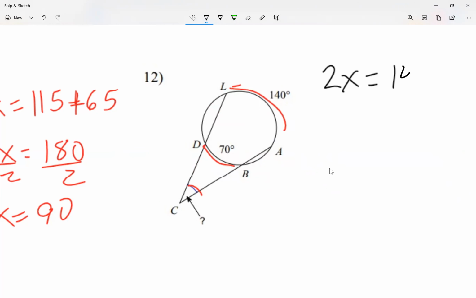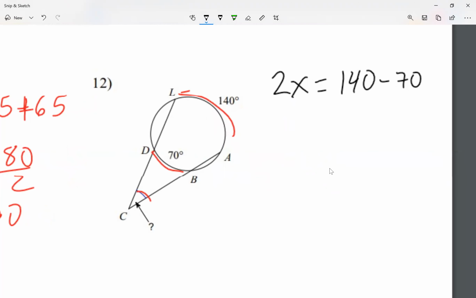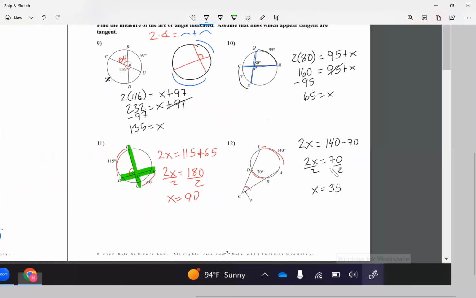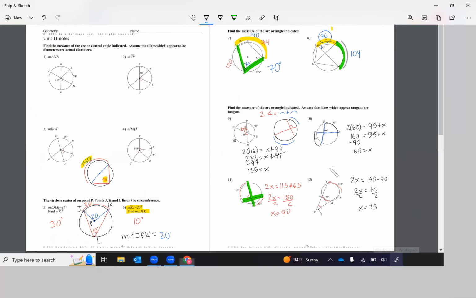So 140 minus 70. When the angle is outside of our circle, we subtract the arcs. 2 times the angle, but in this case, we subtract the arcs. 140 minus 70. So I have the 2x. 2 times x is equal to 70. Let me divide both sides by 2. X equals 35. So cool. I can still solve it if the angle is outside. See, that's what we did today.